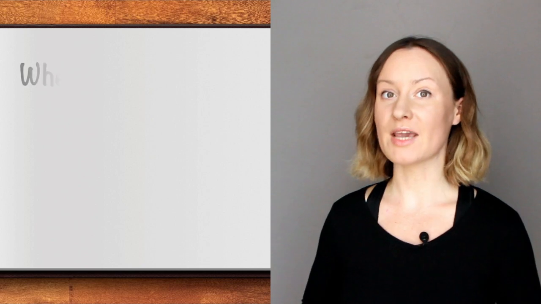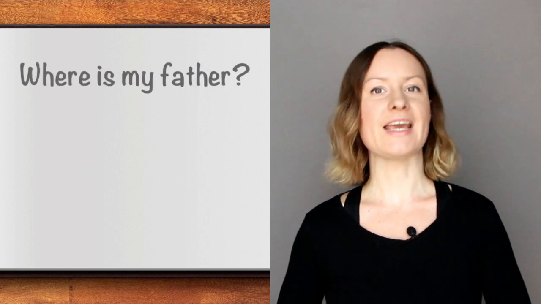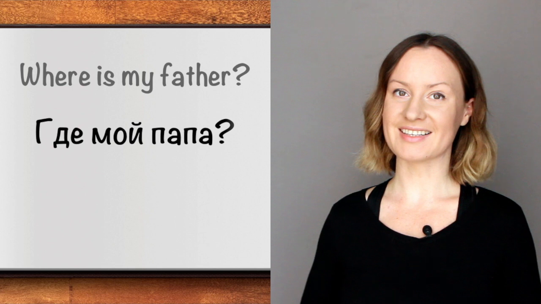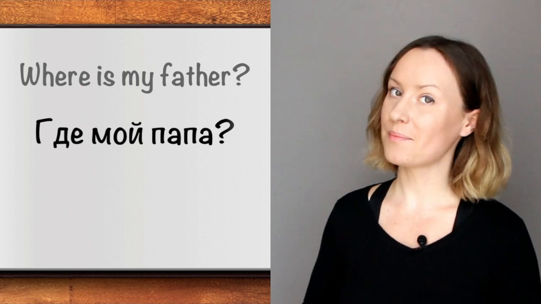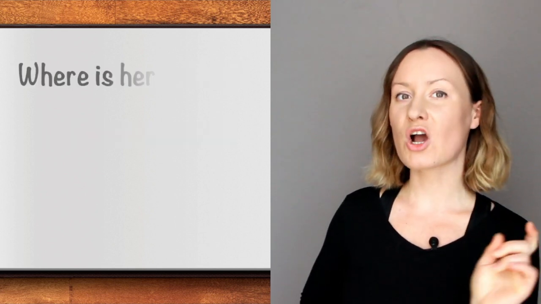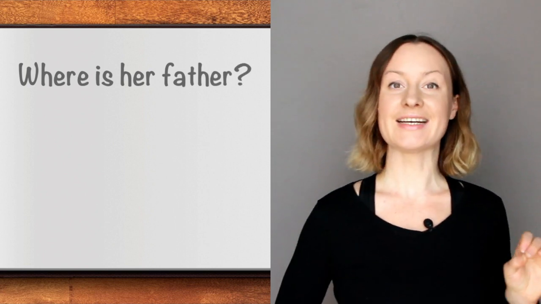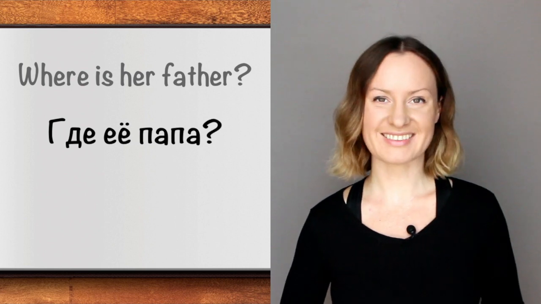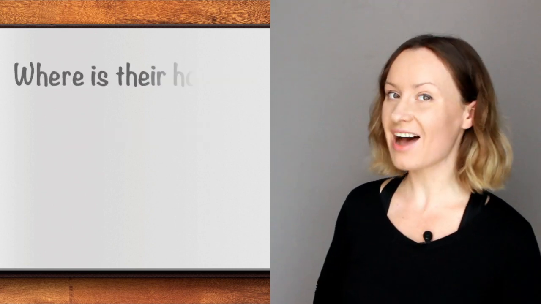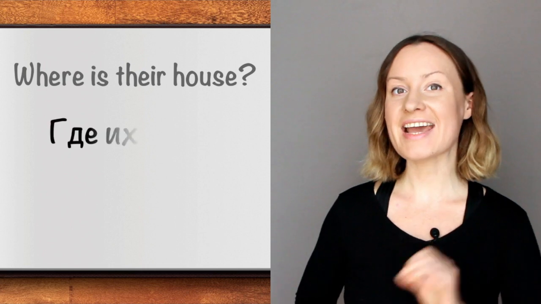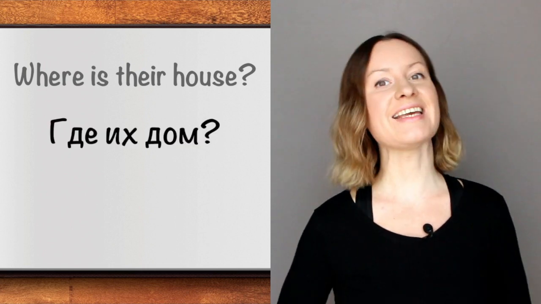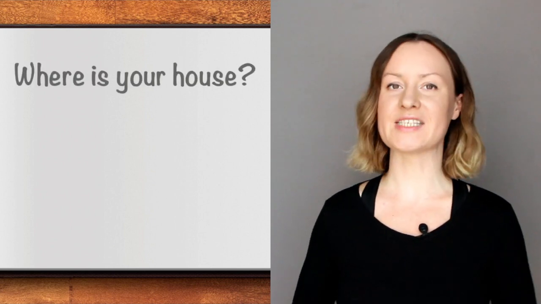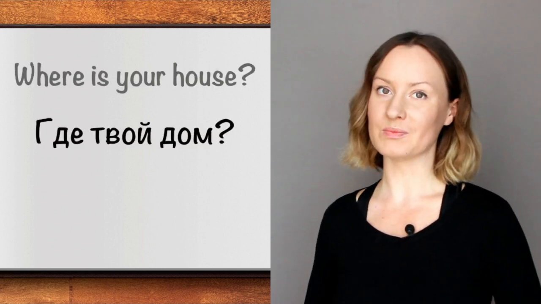Now let's see some examples with the masculine. If you want to say where is my father, you would say где мой папа? If you want to ask where is her father, you would say где ее папа? And if you want to ask where is their house, you would say где их дом? Finally, if you want to ask where is your house, you would say где твой дом?